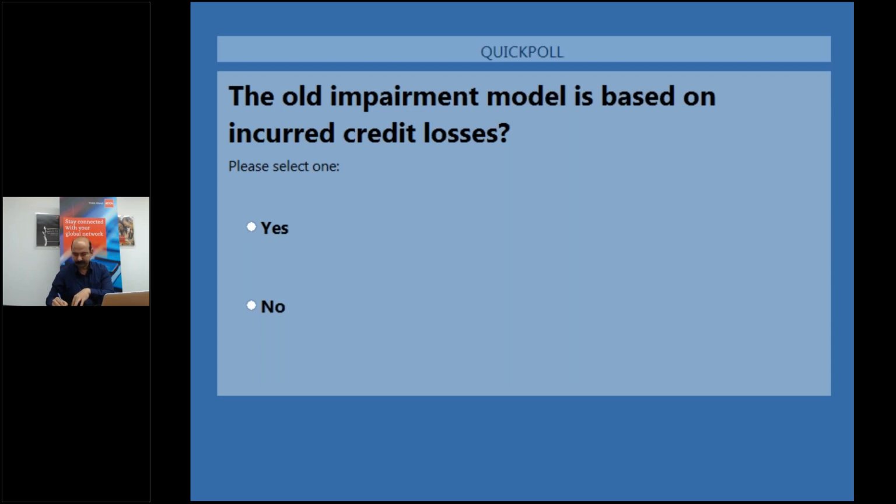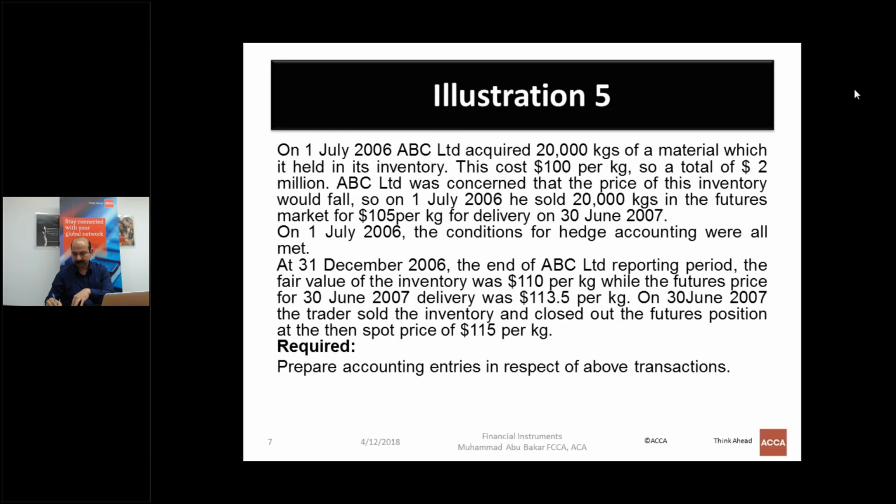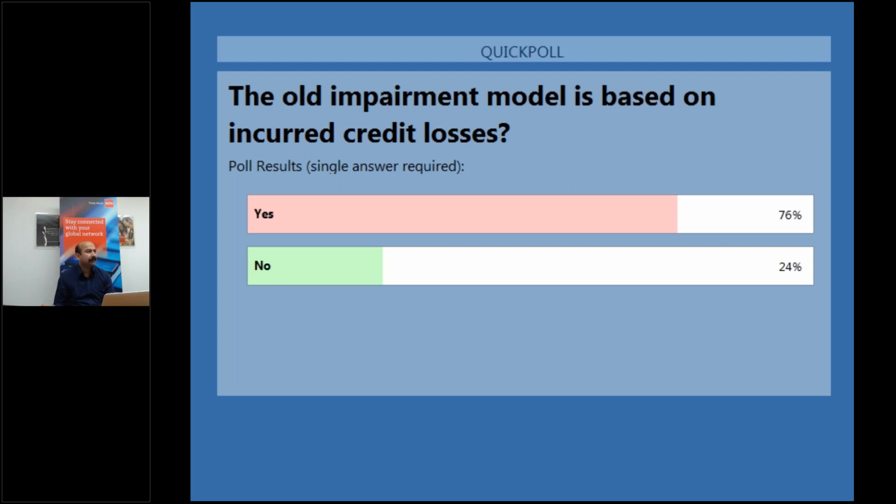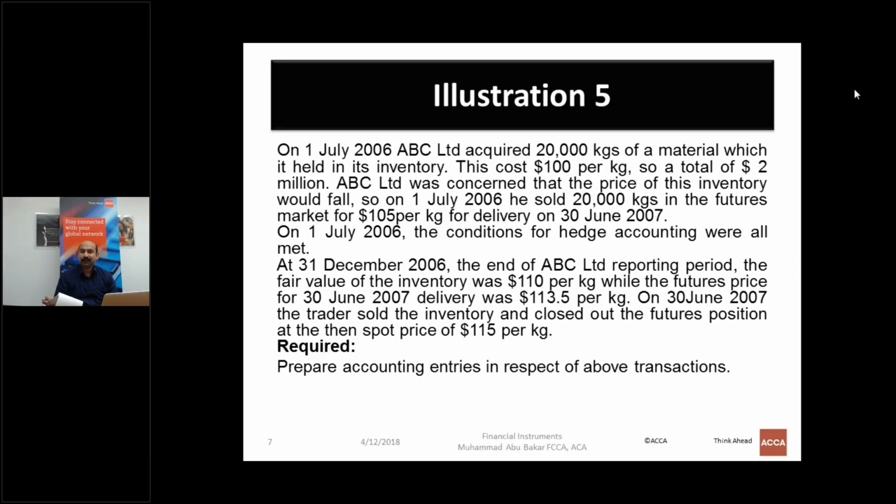Okay. So we have 76% people saying yes, while 24% people are saying no. The 76% people are correct, but the rest of the 24% should be careful, because this was a very straightforward question. The old impairment model is based on incurred credit losses. And the next pop-up question is coming now.